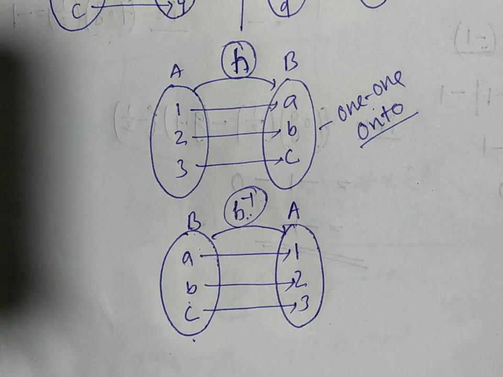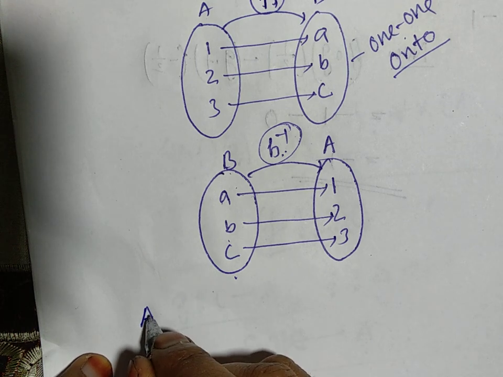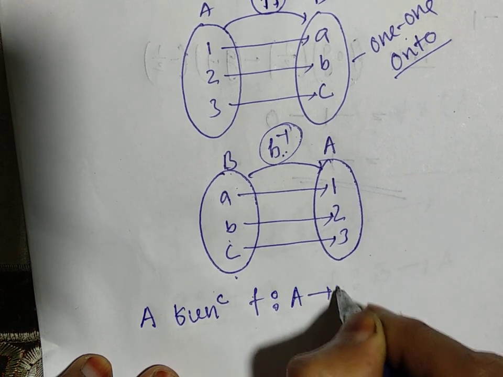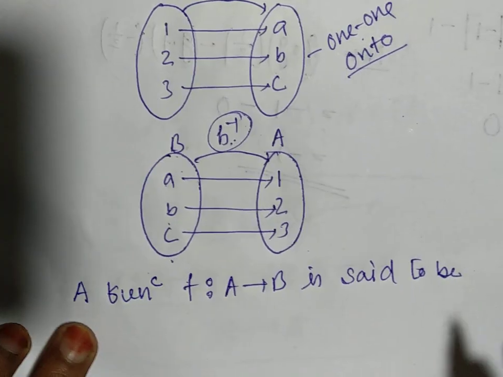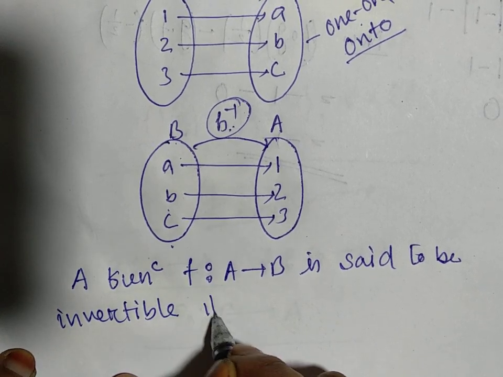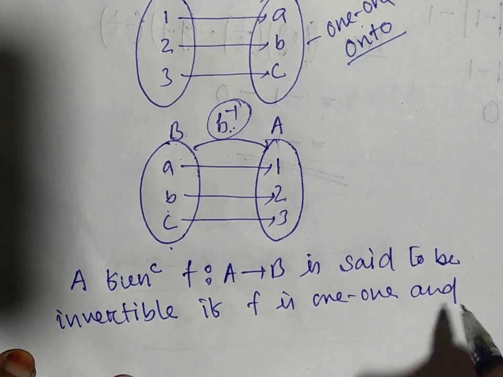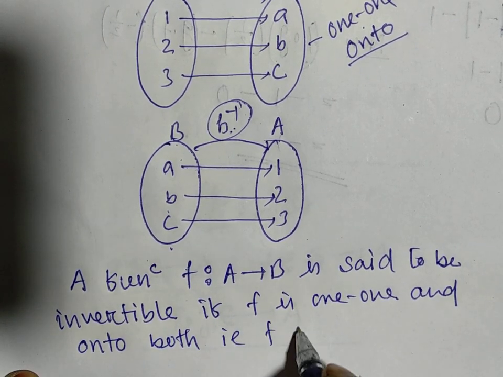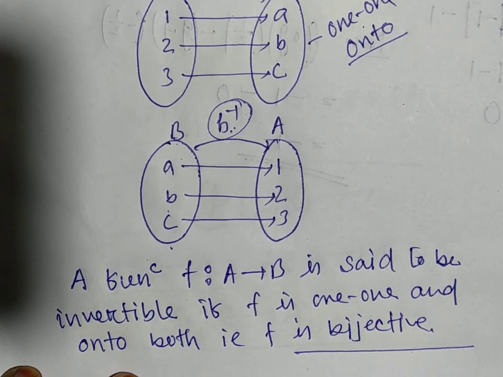That's how we can easily give the conclusion that a function f from A to B is said to be invertible if f is 1-1 and onto both. This is one of the most important topics.